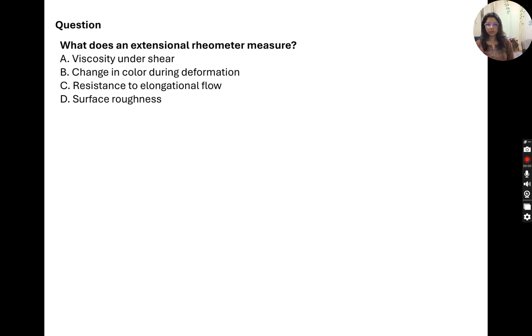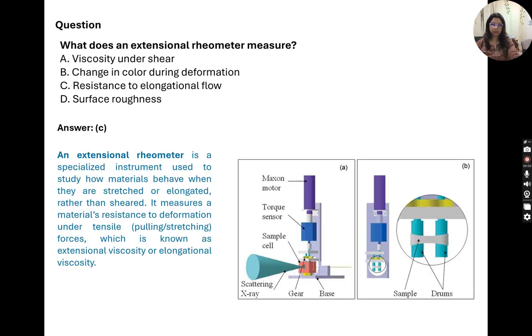Okay, so the extensional rheometer measures resistance to elongational flow. So what is an extensional rheometer and what does it look like? This is an extensional rheometer, a specialized instrument used to study how materials behave when they are stretched or elongated rather than sheared. It measures the material's resistance to deformation under tensile, pulling, stretching forces, which is known as extensional viscosity or elongational viscosity. So that's how an extensional rheometer works.